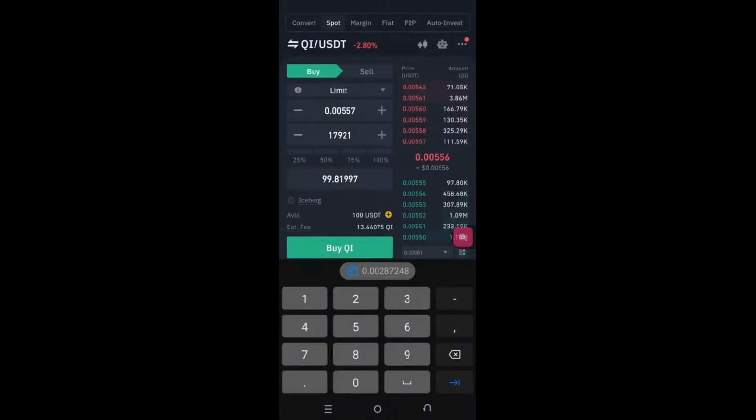All right, let me just do that again. Shake it all up. Put in 5,7, and then I'll. Okay, I get the same amount. I wanted to make sure that it was the same amount. So let's go to QI BTC.